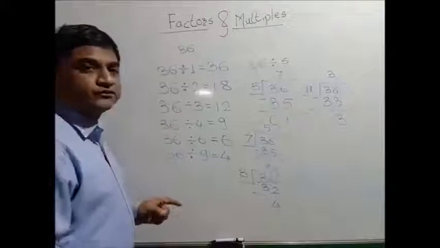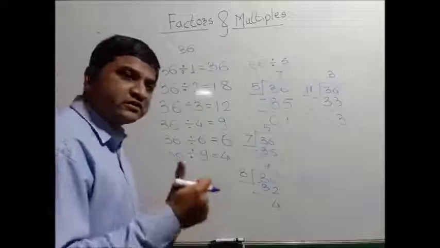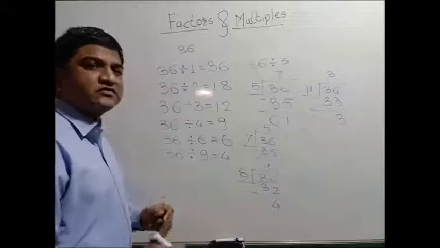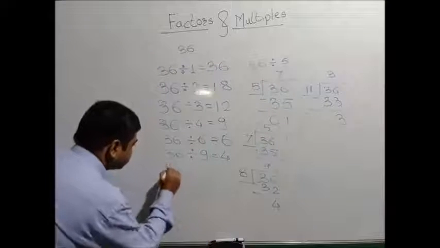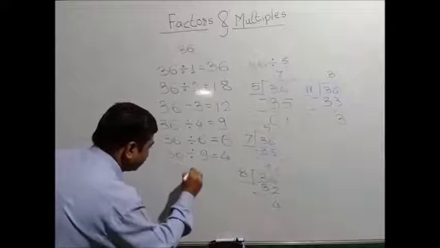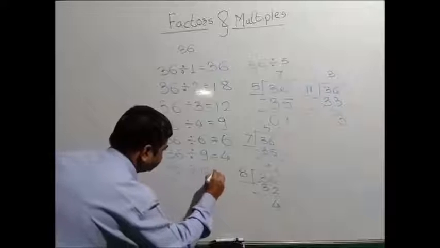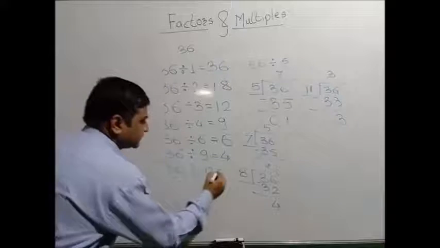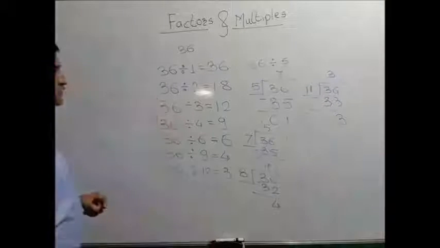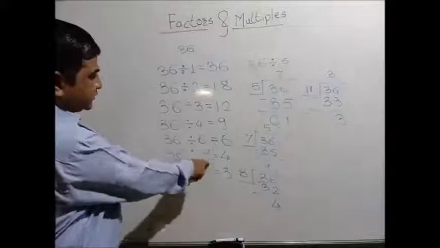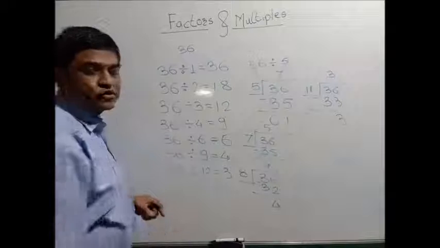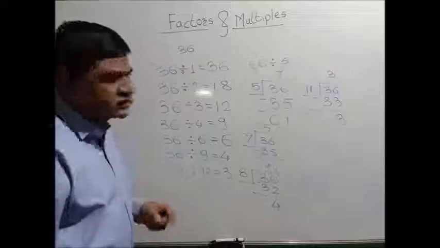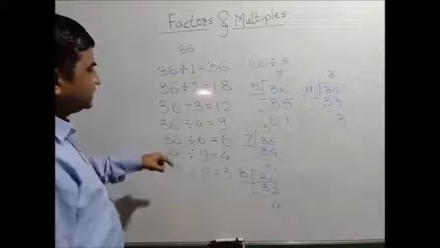What about 12? I know that 12 3s are 36. So if I divide 36 by 12, the remainder will definitely be 0. So 36 divided by 12, the answer is 3. But you can see that, on the other hand, when 36 is divided by 3, I will get a quotient of 12. The same thing will happen if I divide.